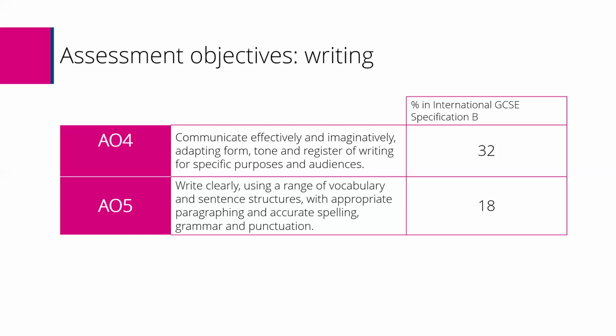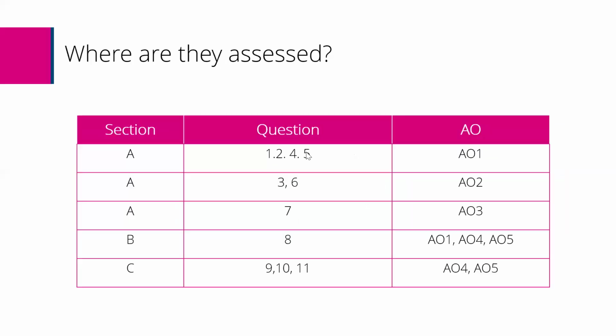So where are these assessed within the paper? So section A of the paper, questions 1, 2, 4, and 5 are assessment objective 1. Those are the short comprehension style questions that we'll be looking much more at in question papers in Thursday's session. Section A, questions 3 and 6, those mirror each other. They're the AO2 questions, question 3 on text 1 and question 6 on text 2. Question 7 is the comparative assessment objective.